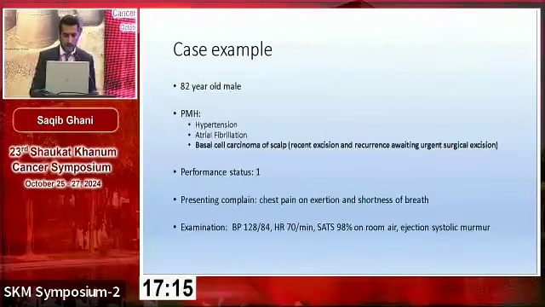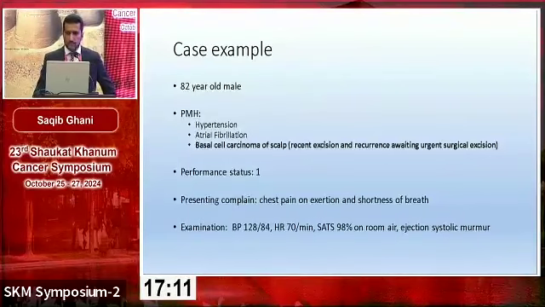And I have a case of an 82-year-old male whom I met, I think, 3 months ago. He had a history of hypertension, atrial fibrillation. He was on 2 antihypertensive medicines with very well-controlled blood pressure. He was on apixaban and a beta blocker for his AF.